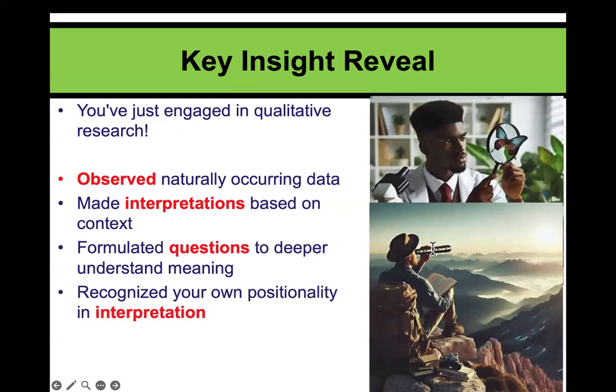Also, there's what we call recognizing your own positionality. Here is something really interesting. You noticed what caught your attention. Remember, your attention. You realized what you found interesting. You understood how your background influenced what you noticed. This awareness of your own perspective is what we call positionality in research.